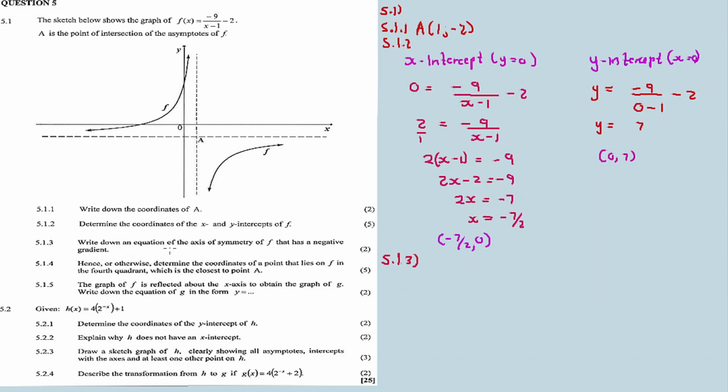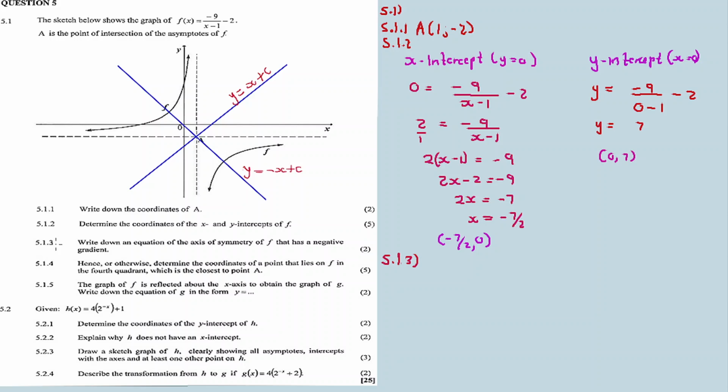5.1.3: write down an equation of the axis of symmetry of f that has a negative gradient. Okay, a hyperbolic function has two axes of symmetry. The one with the positive gradient, right? And pay attention, the axis of symmetry passes through the point of intersection of the asymptotes, the vertical as well as the horizontal. And then the one with the positive gradient is this one, and the one with the negative gradient is this one, right?